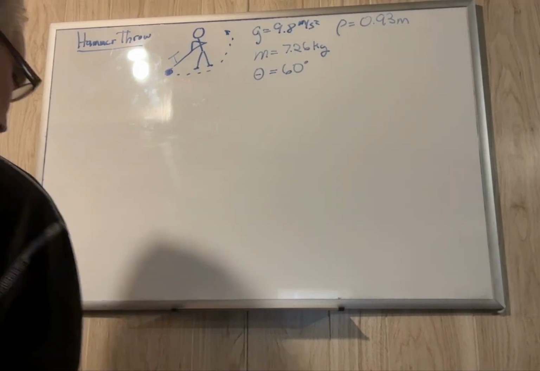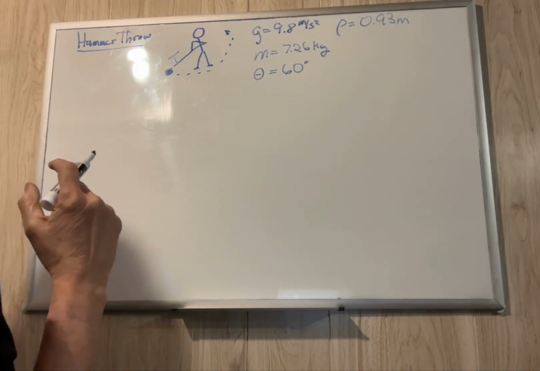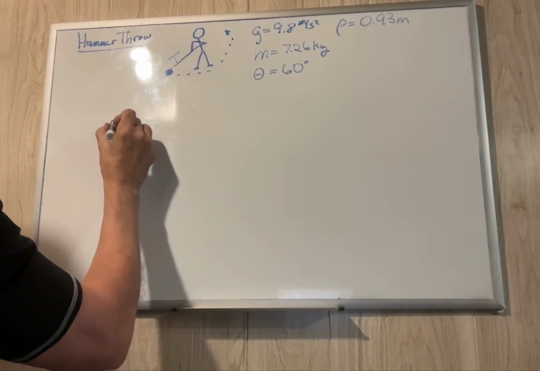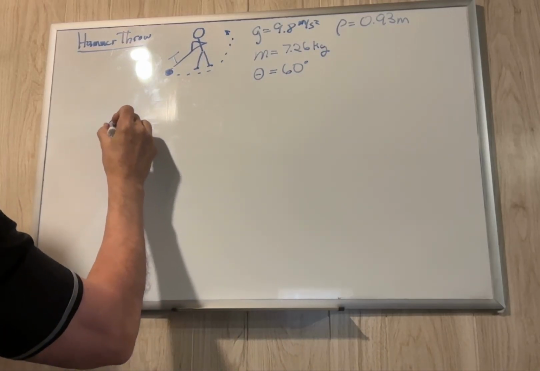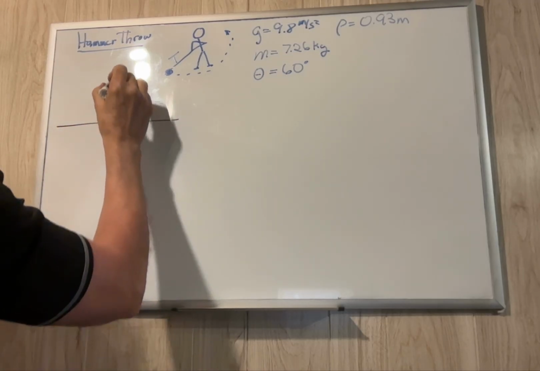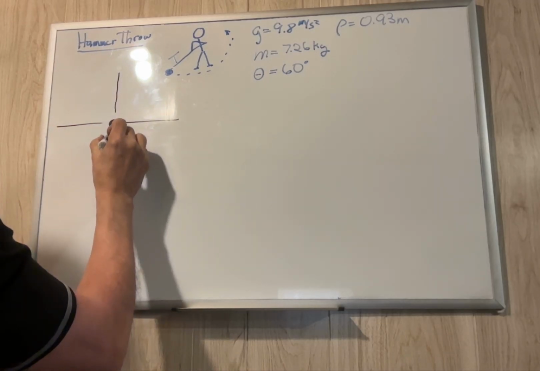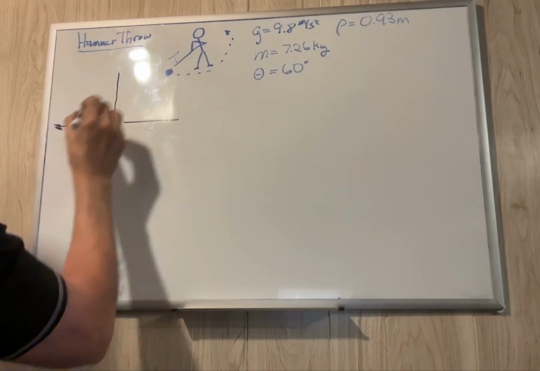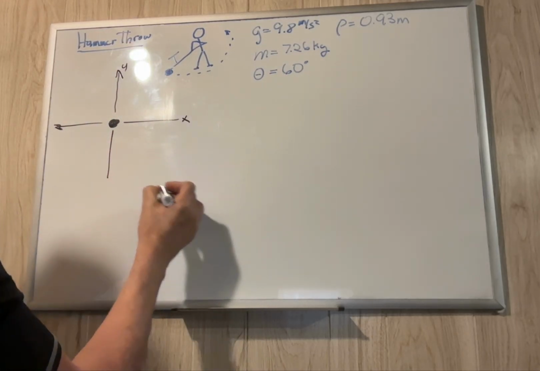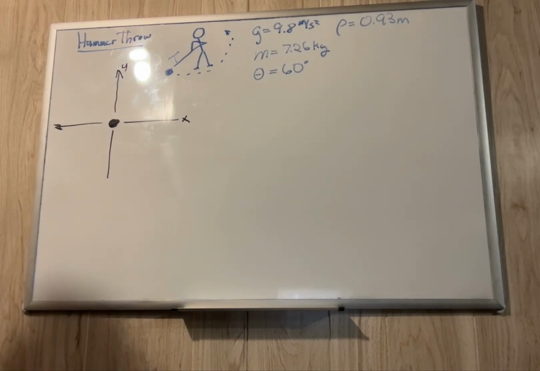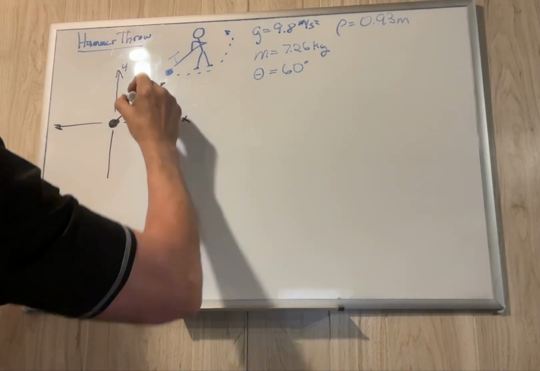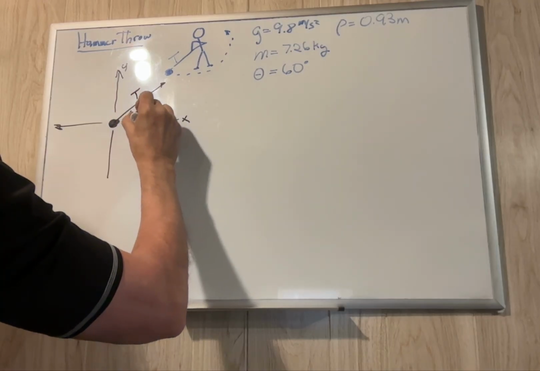So if we think about this, what's going to be the velocity of this thing as it goes in a circle? If we think about the hammer in the x direction and in the y direction, what forces are taking place with the hammer? Well, number one, it's going to have a tension force coming up this way, and that tension is going to be at 60 degrees.